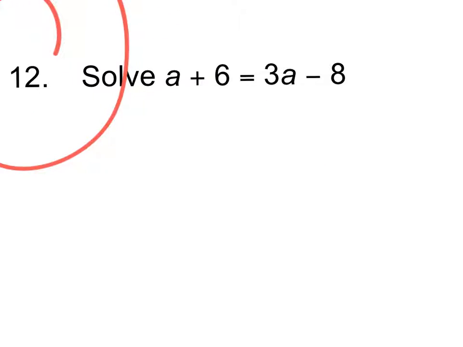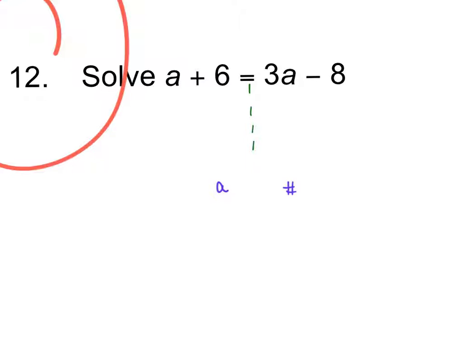All right, number 12, we have a variable on both sides of the equal sign. So when I go to solve this one, I have to make sure that I choose where I want to bring my letters and my constants, my numbers. I always try to get my A's on the left and numbers on the right.